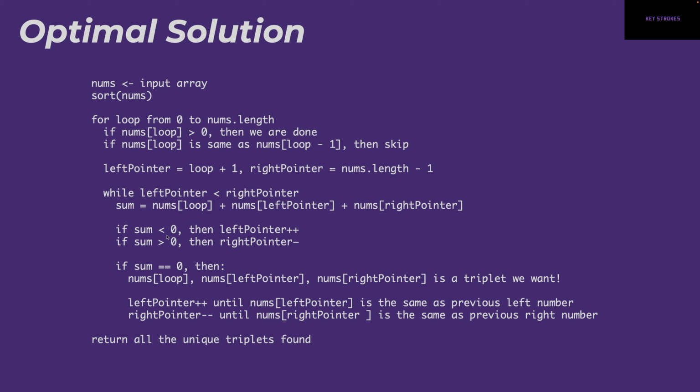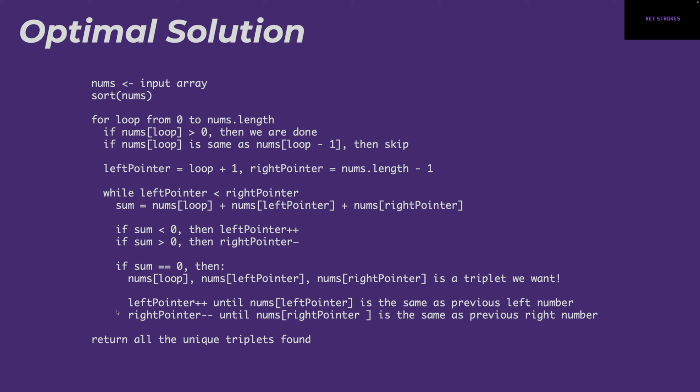Now if sum is smaller than 0, then we need a larger number, and the only way to get it is by increasing our left pointer by 1. But if our sum is greater than 0, that means we need something smaller, and we can do that by decrementing our right pointer by 1. Otherwise, if sum is 0, then this is the triplet that we have been looking for.